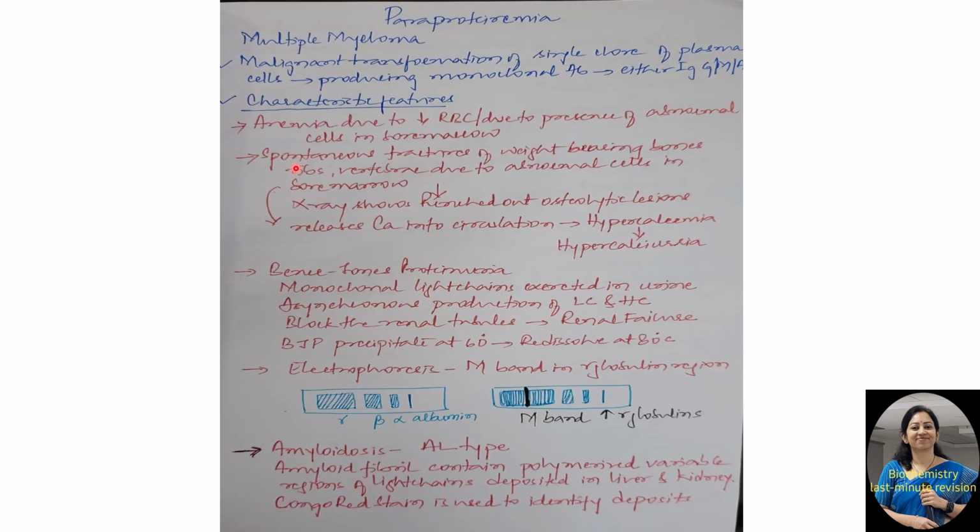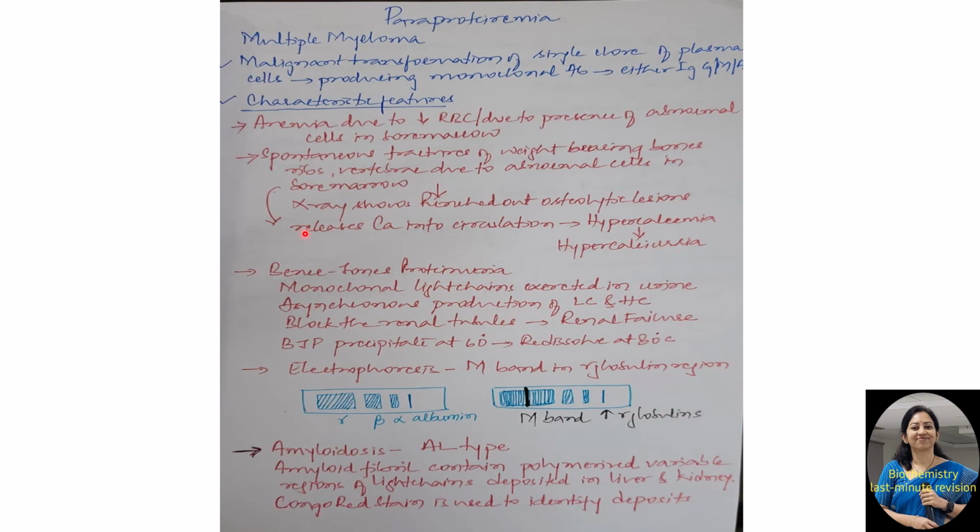Because of this spontaneous fracture, the bone matrix is broken down and calcium is released into circulation, resulting in hypercalcemia. So the serum calcium level in these patients is always elevated. When it exceeds the capacity of the general circulation to hold this calcium, it gets excreted in urine. So calcium is also seen in urine.